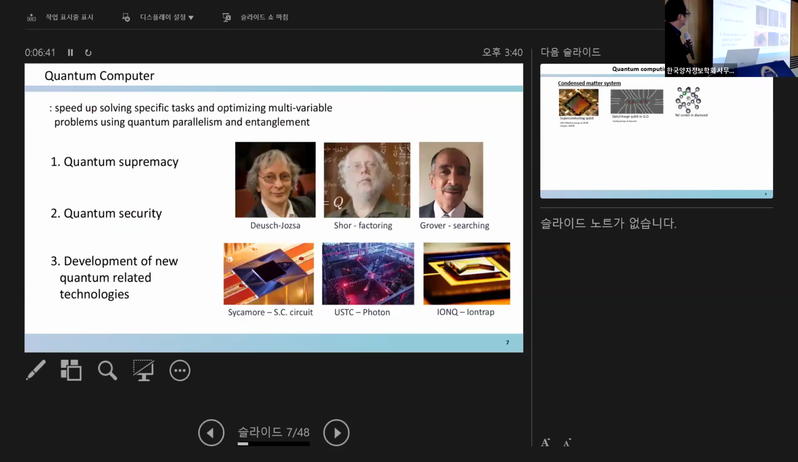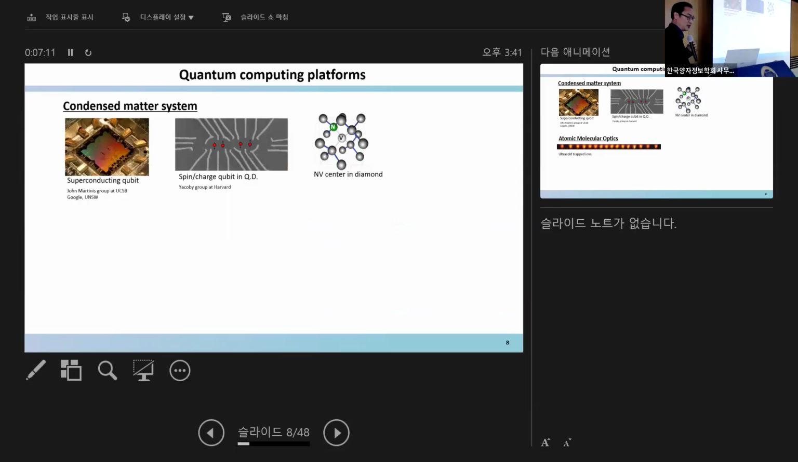Okay, so a quantum computer again speeds up solving specific tasks, not everything, right? Not everything, only specific tasks. And maybe it's very good for optimizing multivariable problems because we can input the states with all possible states at once. So there are three advantages like this here, and then the quantum circuits are well known using superconducting circuits, photons, and ion traps, and I'll talk about the ion trap today.